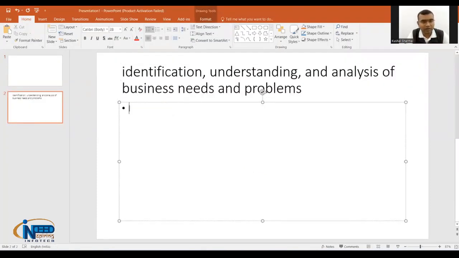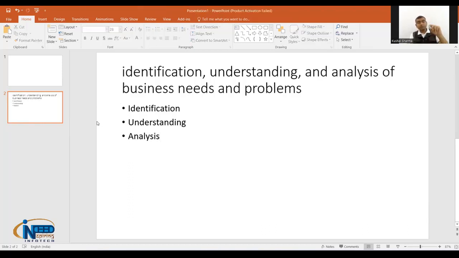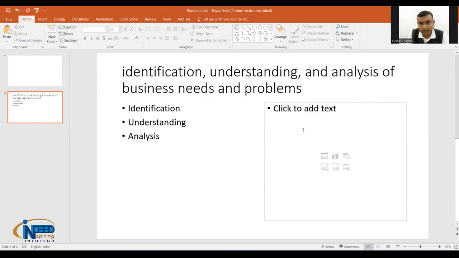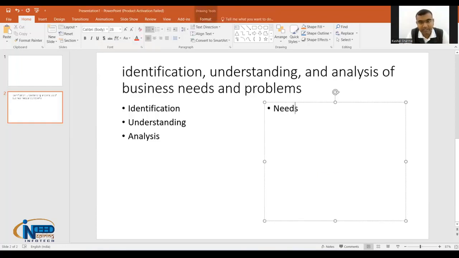The first thing written over here is identification and understanding, and then we have analysis. So three things are written over here. Let us try to understand these. Now, what do we need to identify, understand, and analyze? What exactly do we need to do? So there are needs and problems.